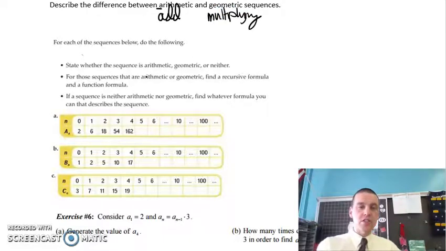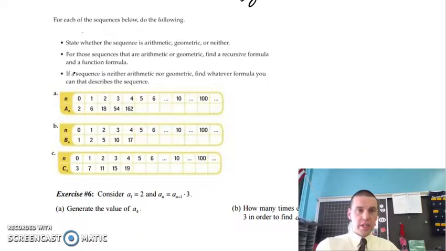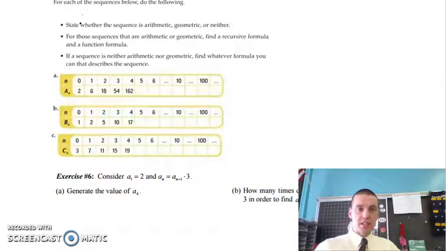So what I would like you guys to do right now is, for A, B, and C, state whether it's arithmetic, geometric, or neither. If it's arithmetic or geometric, find the recursive formula and the function formula. And if it's neither, explain why, and if you could find a formula for it. So we're doing A, B, and C. You're going to state whether it's arithmetic or geometric, and then find the formula for it. Both recursive and function. We need practice with it.